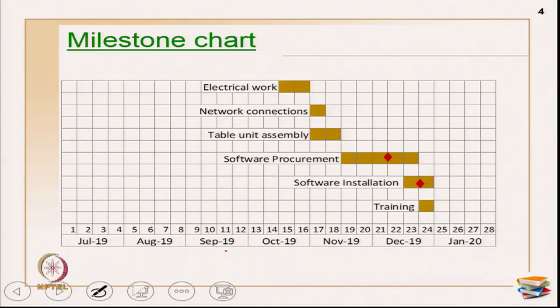Then next is the milestone chart. You know what a milestone is; we introduced it in the first week itself. Milestones are events which do not consume any duration nor any resources. Milestones are significant events which just give you the information that something critical has to be completed or started on a particular date and so on. That is an indication of a milestone.